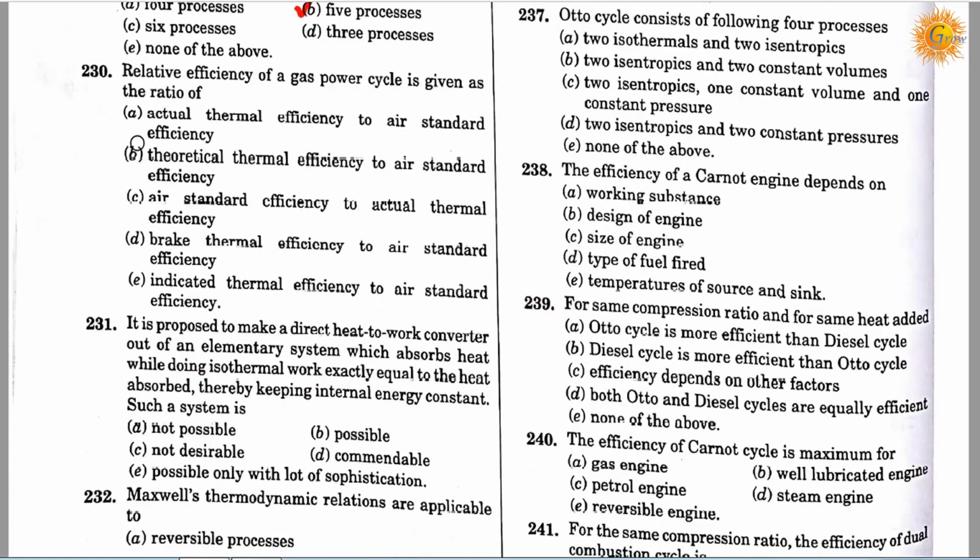Question number 230. Relative efficiency of a gas power cycle is given as the ratio of: option A, actual thermal efficiency to air standard efficiency; option B, theoretical thermal efficiency to air standard efficiency; option C, air standard efficiency to actual thermal efficiency; option D, brake thermal efficiency to air standard efficiency; option E, indicated thermal efficiency to air standard efficiency. So the correct answer is A.